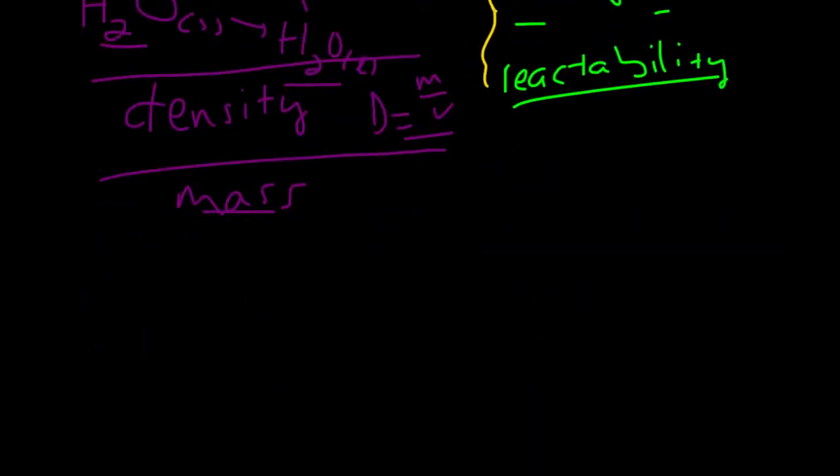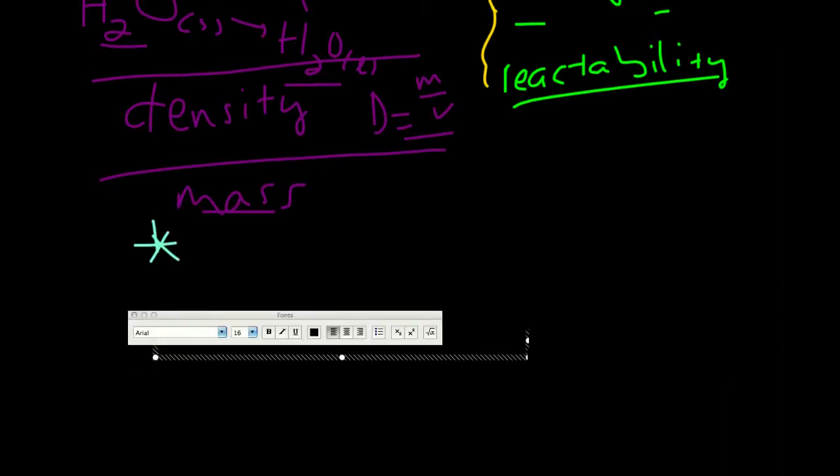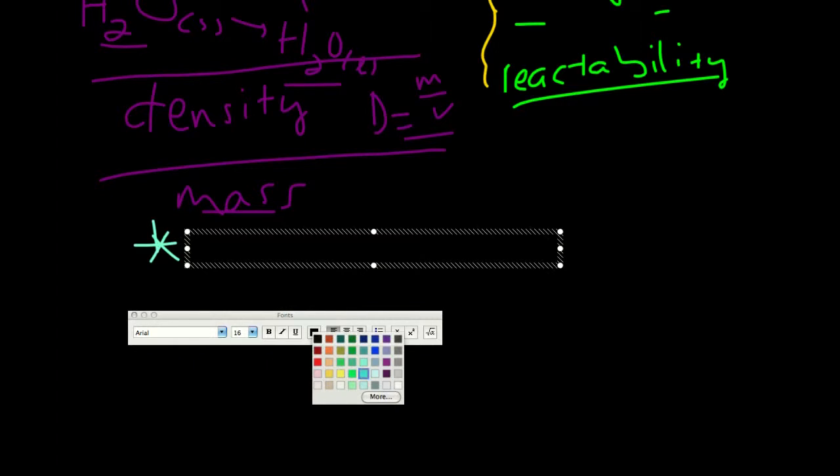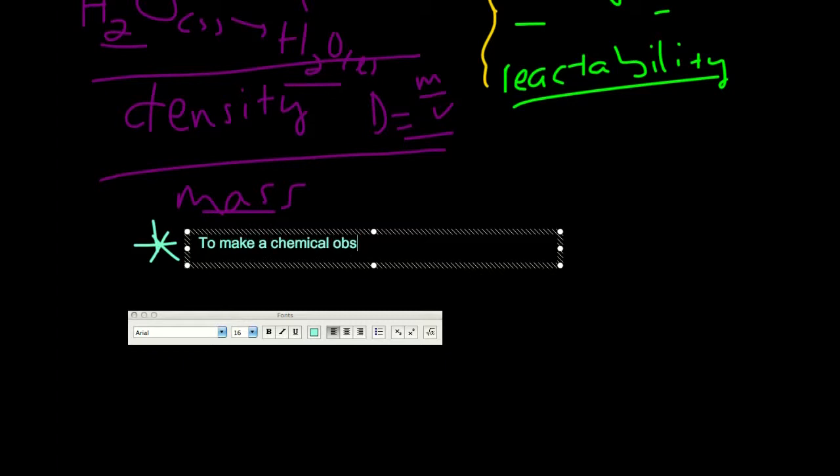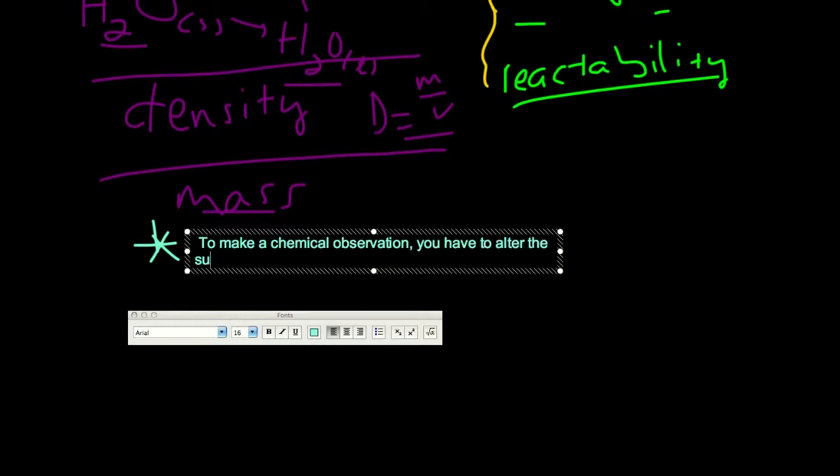So from this we get a general rule of consensus agreed upon by everyone. I'm not gonna draw this, I'm gonna write it out. To make a chemical observation, you have to alter the substance.